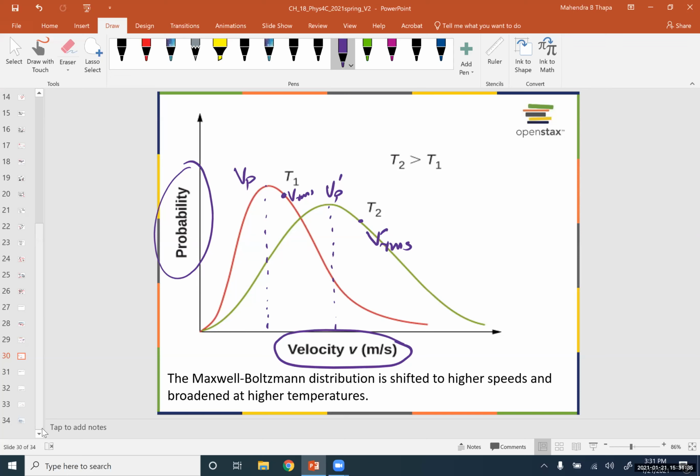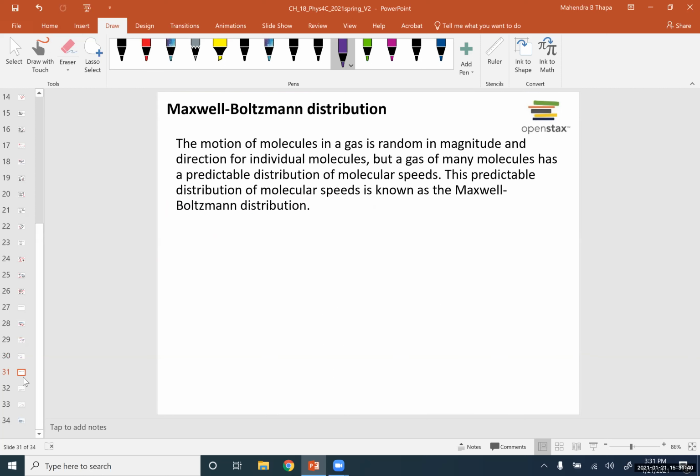So we can write this in the form of an equation. The Maxwell-Boltzmann distribution actually tells you that the motion of a molecule in a gas is random in magnitude and direction for individual molecules. But a gas of many molecules has a predictable distribution of molecular speed. This predictable distribution of molecular speed is known as the Maxwell-Boltzmann distribution. Okay, so I'm going to write the equation for how the Maxwell-Boltzmann distribution looks.